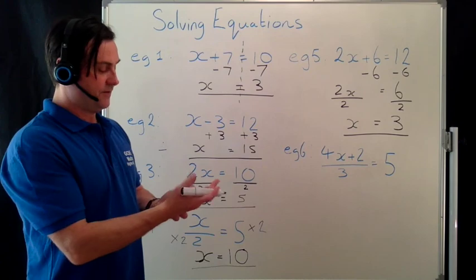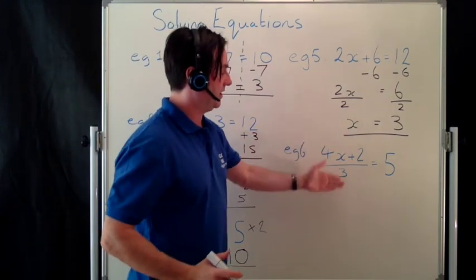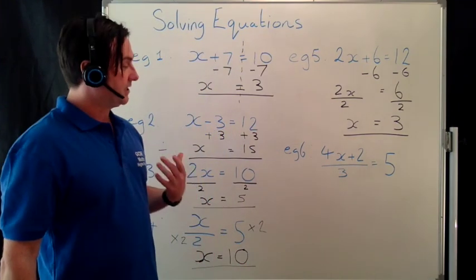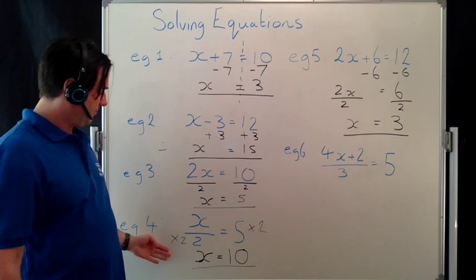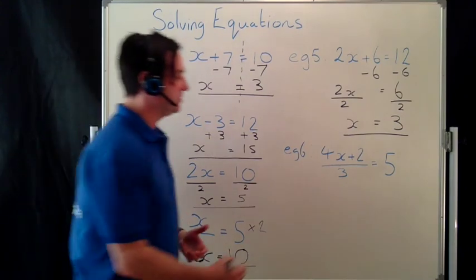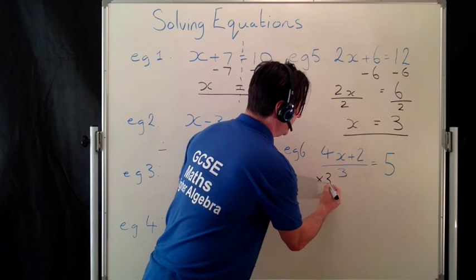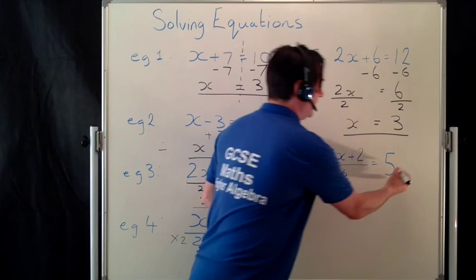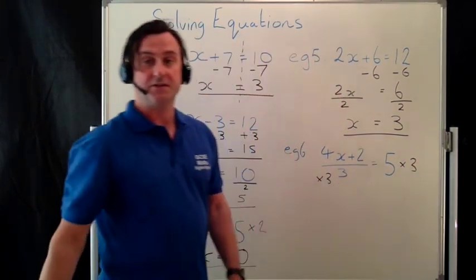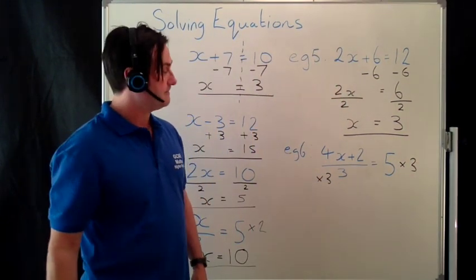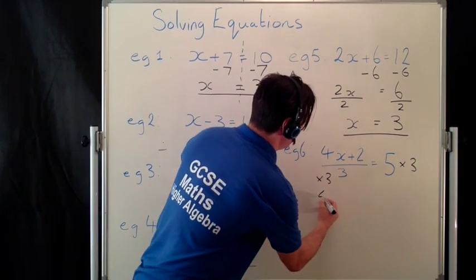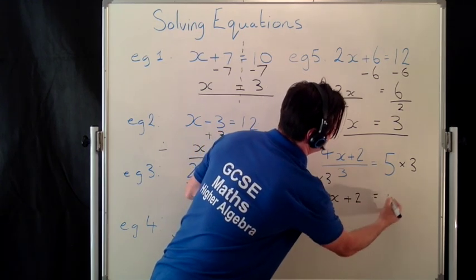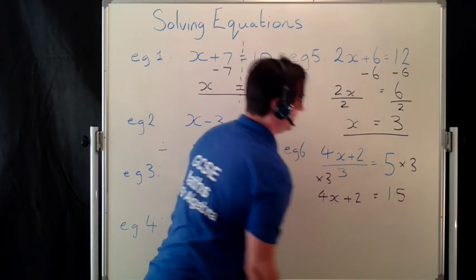Okay, example 6. Now for this one, we've got this fraction part in it here. We've got the 4x plus 2 and we're dividing it by 3. Now to get rid of the 3, remember from example 4 here, I have to multiply by 3. That will get rid of the 3 on the bottom there. But whatever I do to one side, I must also do to the other side. So I must multiply the 5 by 3. Now if I write this out again, I've got 4x plus 2 equals 5 times 3, which is 15.